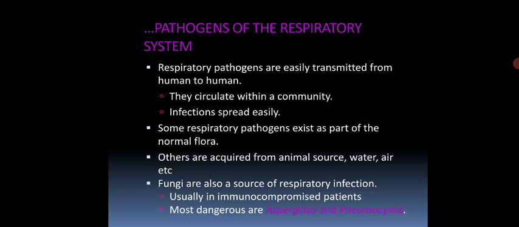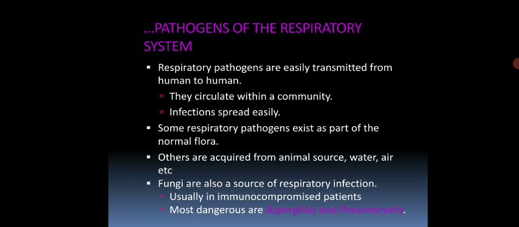So respiratory pathogens are easily transmitted from human to human. Okay, due to exchange of gases and continuous exposure to air, the respiratory infections can easily transfer from human to human, and they circulate within the community, and infections spread easily. Nowadays we are all facing the COVID-19 outbreak. It is again an important respiratory viral disease, and it is a newly emerging disease, and we know that the disease can be transferred through human to human contact.